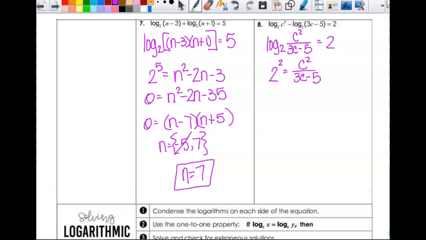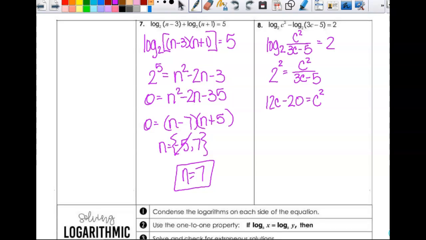Okay, so to solve this, I want to multiply both sides by the denominator. The left-hand side is clearly 4. So I'll multiply this by 4, and I'll go ahead and distribute as I do that. So I'll get 12c minus 20 equals c squared. So then once again, I have a quadratic, so I'm going to set it equal to 0. So you set it equal to 0, factor, find your c's.